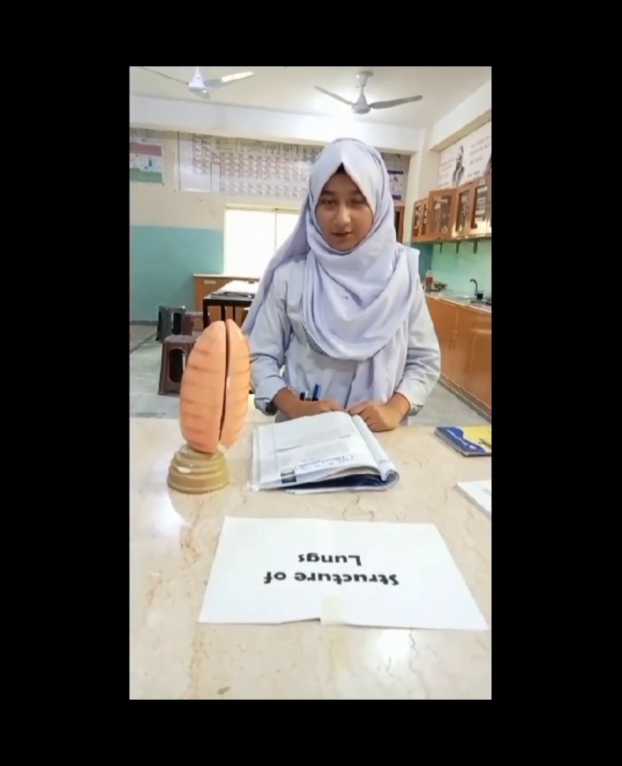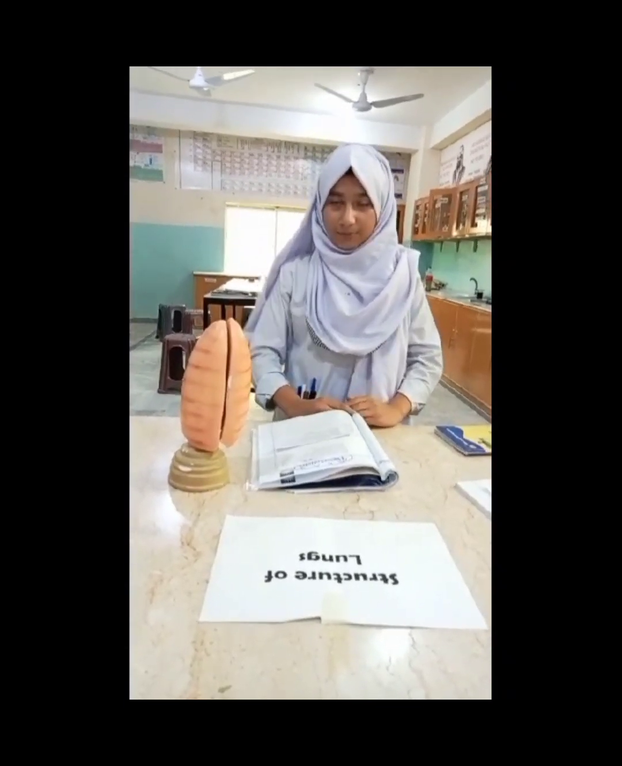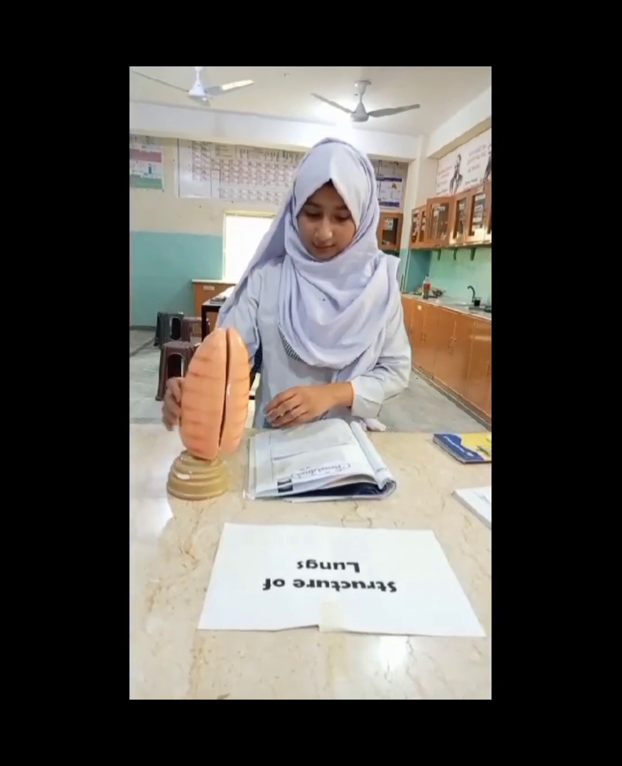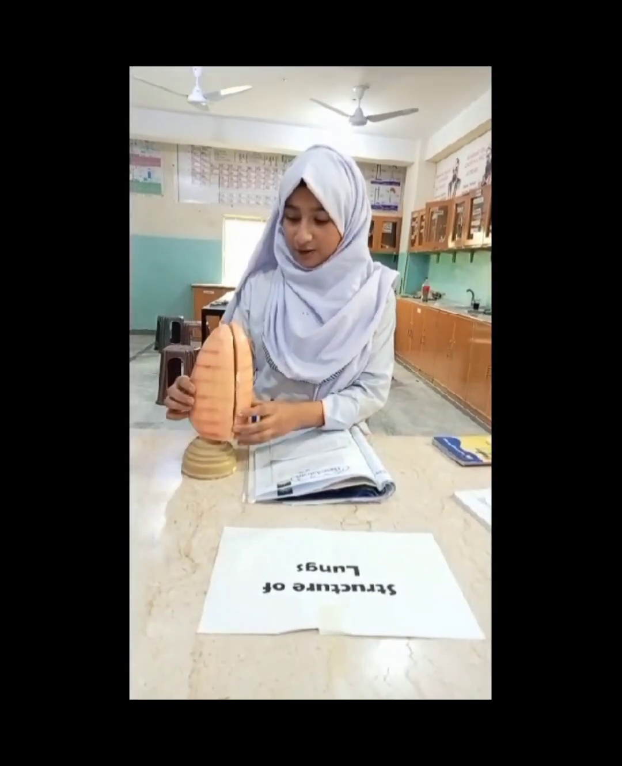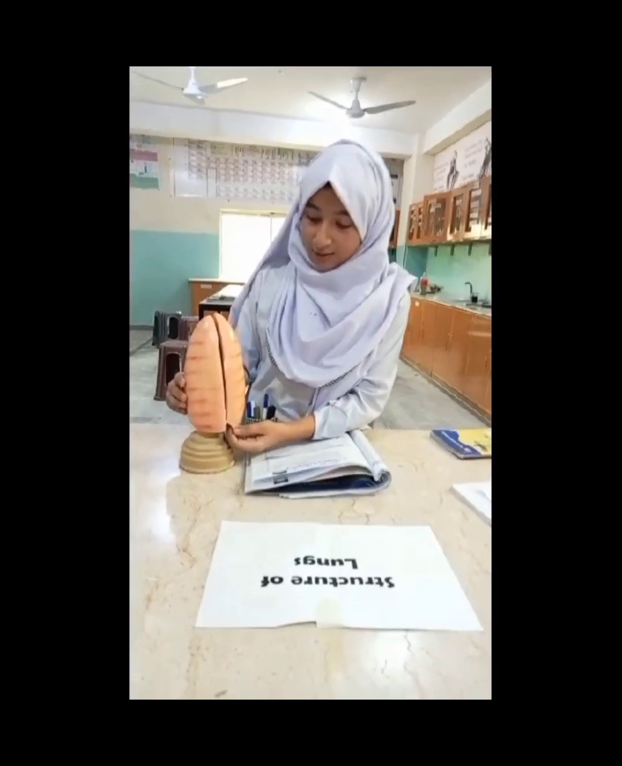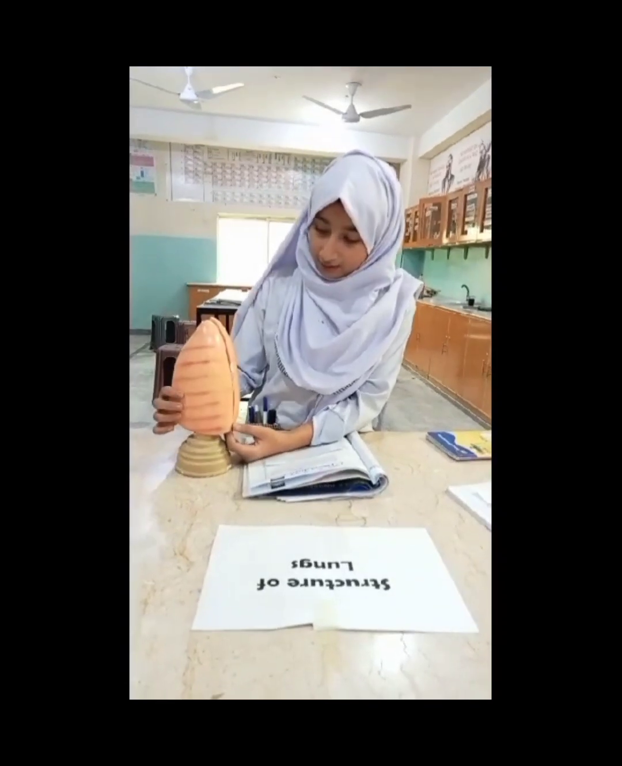Today I am here to tell about the lungs. Lungs are the major organ of the respiratory system. Here you can see these are spongy, sac-like organs which are found in the chest cavity. In humans, the left lung is slightly shorter than the right lung to accommodate the heart in the cavity.